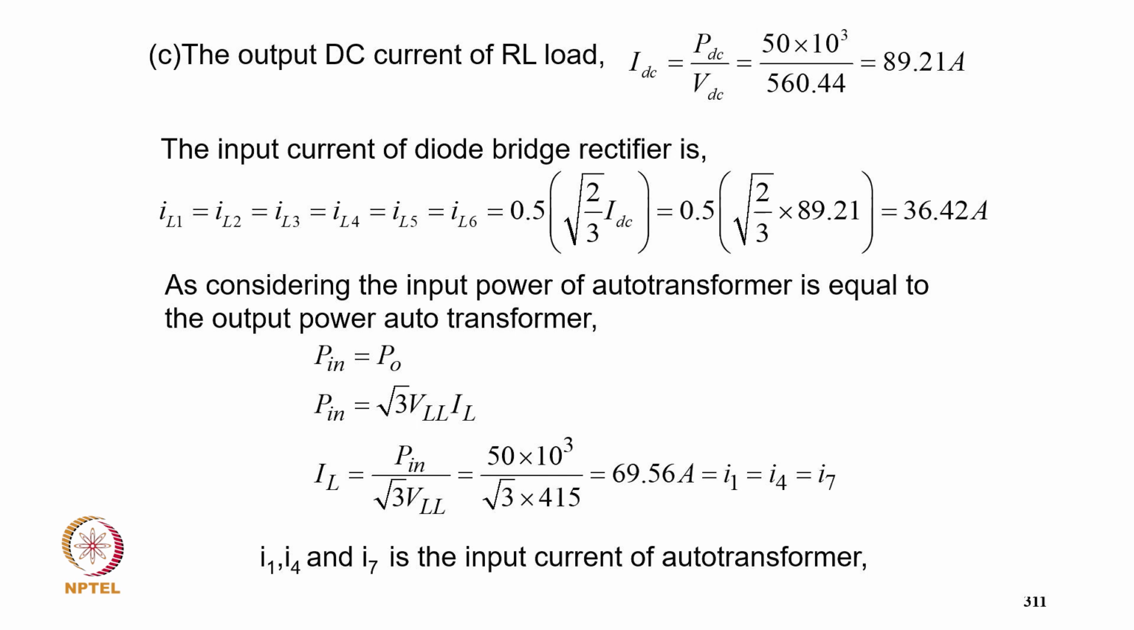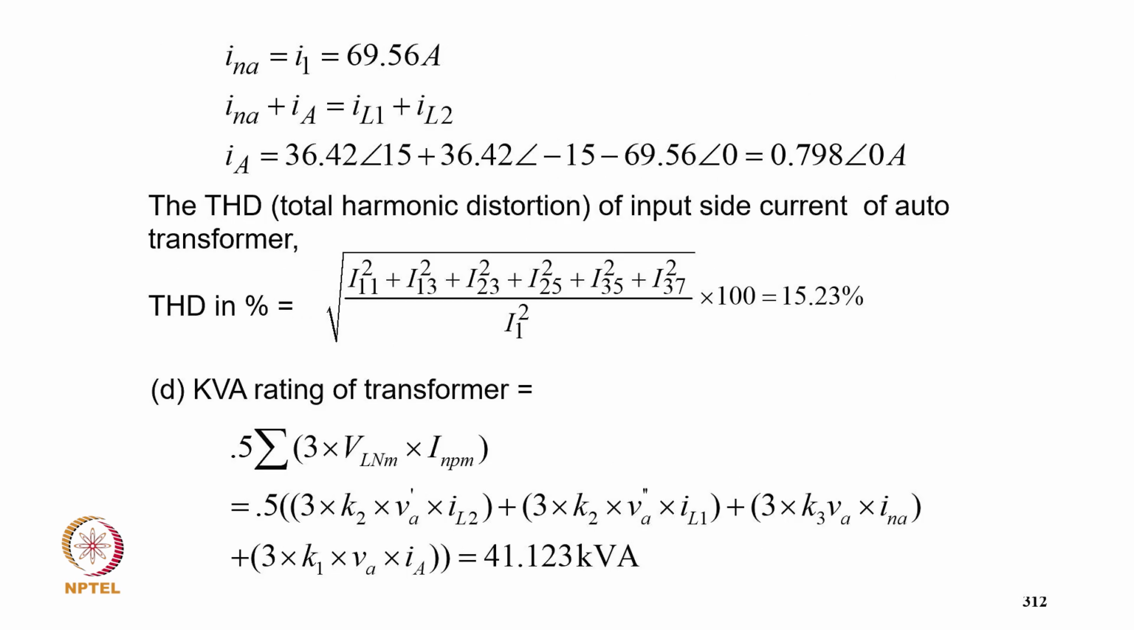So the output load current ID equals PD upon VDC, which comes to 89.21. The input diode rectifier currents IL1, IL2, IL3, IL4 up to IL6 equal 0.5 under root 2 by 3 ID, that comes to 36.42. And consecutively, efficiency is P in upon P out, so P in equals root 3 VL IL. For the diode rectifier, IL equals P in upon root 3 VL, so it comes here 69.56 ampere, and I1, I4, I7 is the input current of the converter.